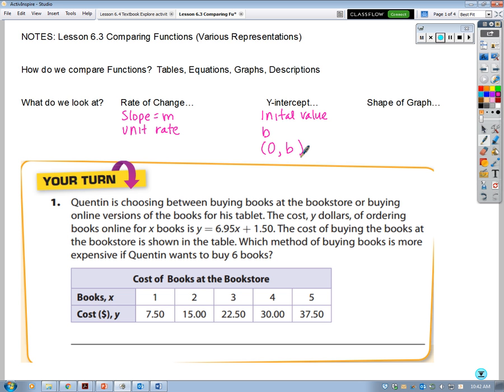And shape of the graph, we're looking to see, is it a linear equation? Is it a positive slope? Is it a horizontal line? Is it a curve? So we're looking at the shape of the graph when we're comparing them. We're also looking to see, is it proportional, right? Does it go through the origin? So those types of things. And that's what we're doing as we go through and compare functions.